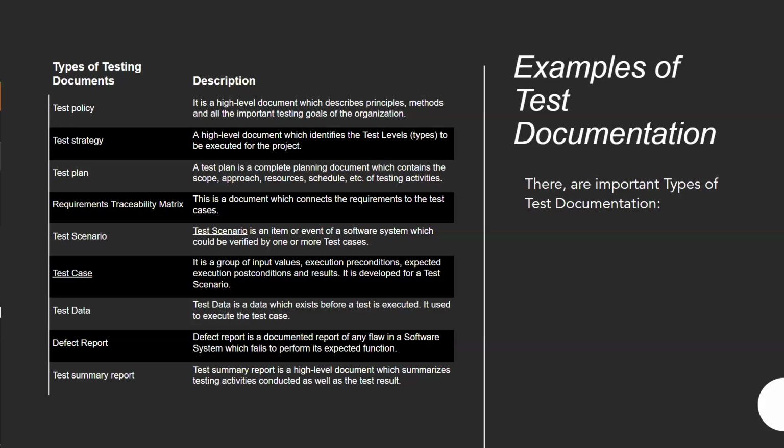Then you have your test data. So this is what you use to actually carry out the test. You have your defect report. This is where you log your defects. Then you have the test summary report. So this is the one where you identify the summary of the test you have conducted.